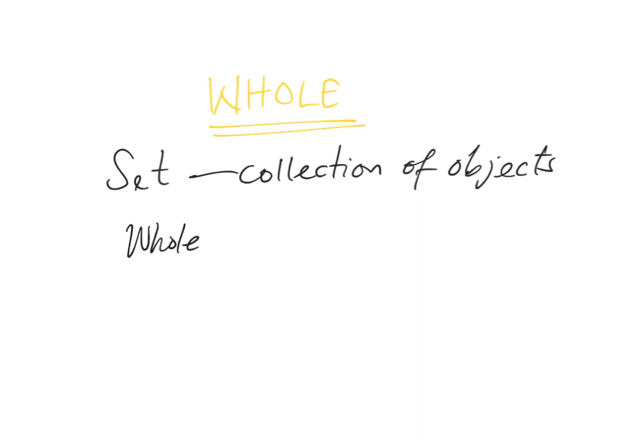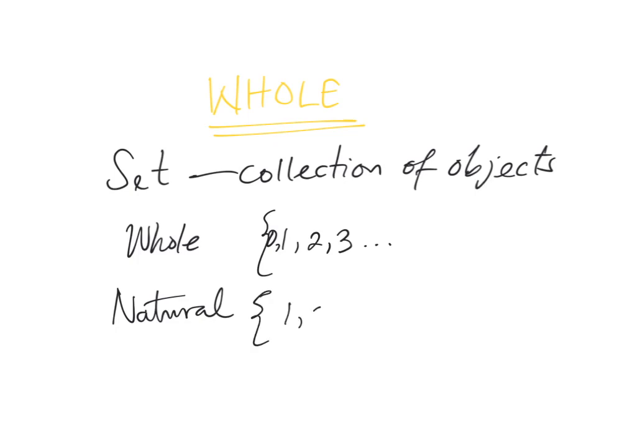So the whole number set would include things like, if you write it like that, 1, 2, 3, and so on and so forth. You can also think of whole numbers, of natural numbers, as having their own set. So whole numbers would be 0, 1, 2, 3, and natural would be 1, 2, 3. So those are examples of the different types of numbers.